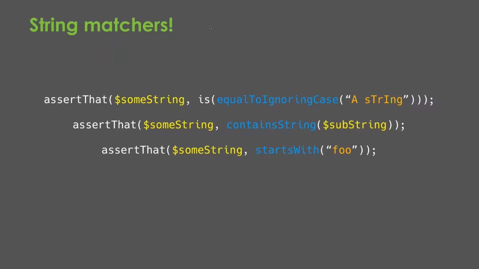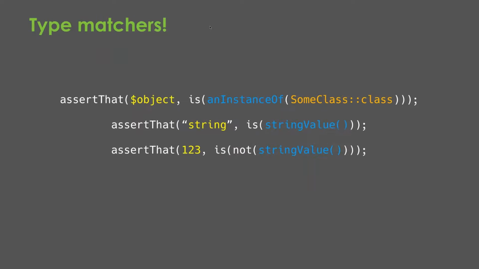So that's really useful. Assert that some string contains string. Again, that's just a substring matcher. And assert that some string starts with foo. Again, I don't really need to explain. The beauty of Hamcrest, I think, is you don't really need to explain what they do because they're so self-descriptive. There's also an ends with and lots of other string matchers. I'm not going to list them all out.